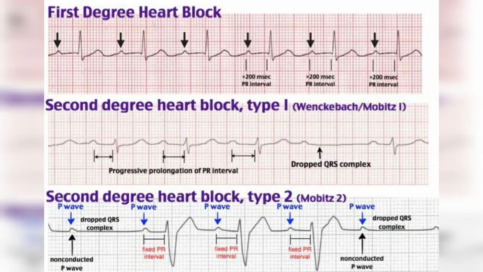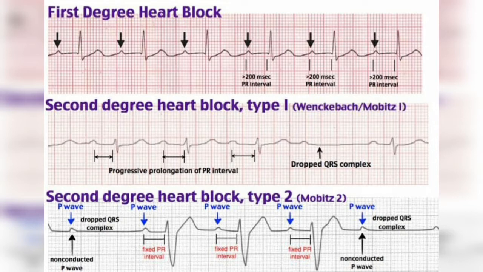Now, we have seen in the previous video that first degree AV block is simply prolongation of the PR interval, the normal PR interval being 3 to 5 small squares. If the PR interval is longer than 5 small squares, we call it first degree heart block. What is important to know is that in first degree heart block, although there is prolongation of the PR interval, the P wave is always followed by a QRS complex.